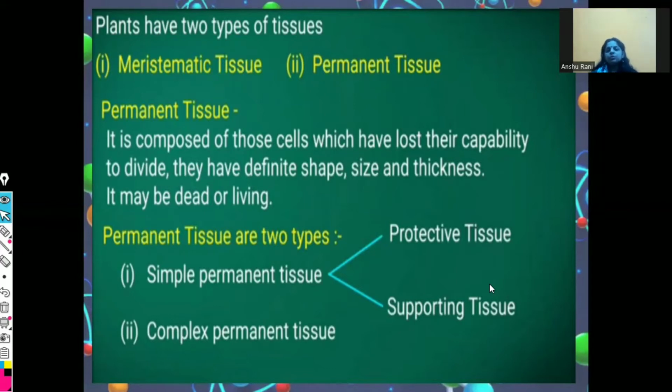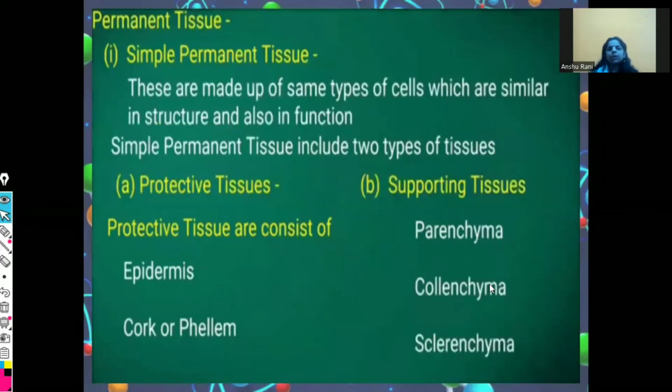Simple permanent tissues are of two types, protective tissues and supportive tissues. Simple permanent tissues are made up of the same types of cells which are having similar structures and performing similar kinds of functions. Protective tissues consist of epidermis and cork, and supportive tissues are parenchyma, collenchyma and sclerenchyma.